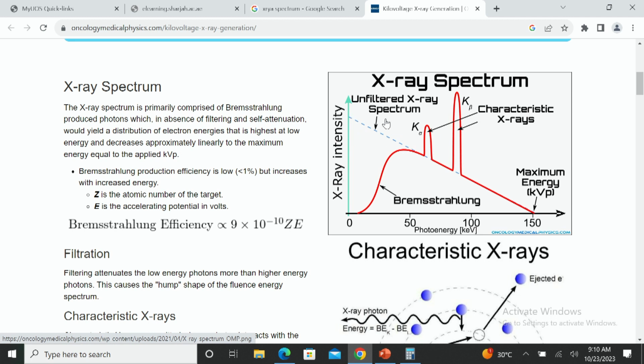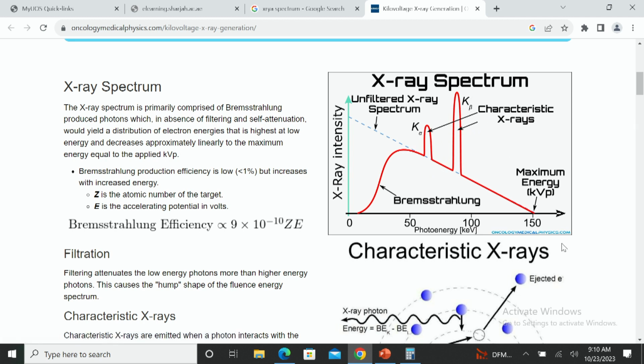This means that we filter this because the photons have low energy, and these are not going to be good for us in the diagnostic range. So what we do, we filter them out. And then we have these, and the maximum photon energy, which is 150, is determined, as we said in class, by the input. Now, the X-ray intensity is on the y-axis, and this is the photon energy. This is the Bremsstrahlung, this one here, and the characteristic X-rays, the K alpha and the K beta.